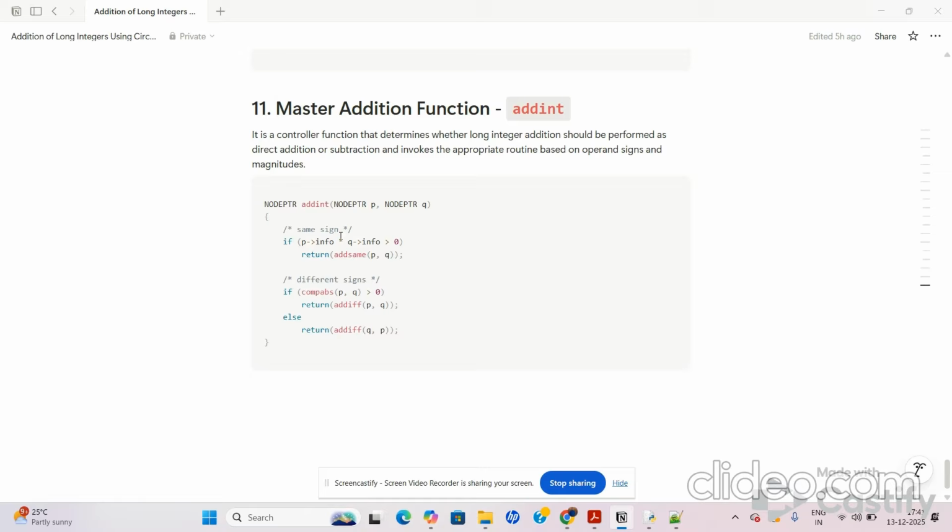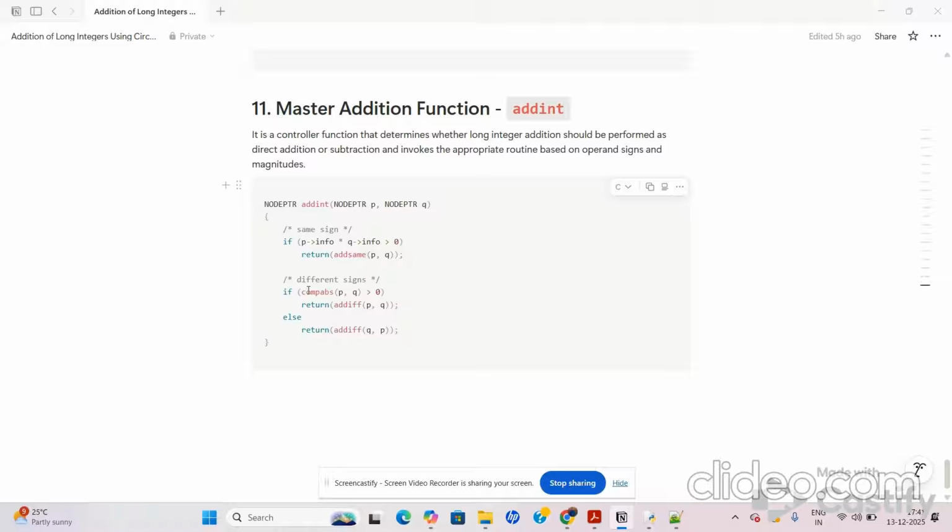What it is, it's a controller function. It does not do any arithmetic by itself. What it does is first check whether the operands have the same sign or not. If both of them have the same sign, that means p and q both have the same sign, then it is going to call the addsame function. Otherwise, at this step it compares the absolute values of the numbers and calls the addiff function with the arguments in the correct order.